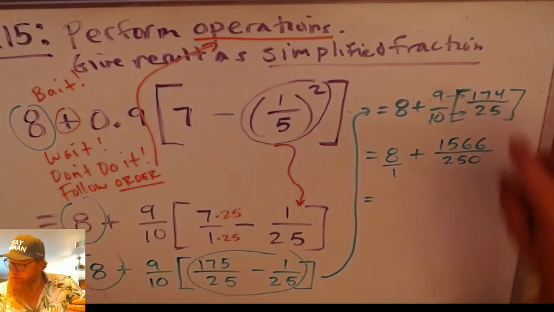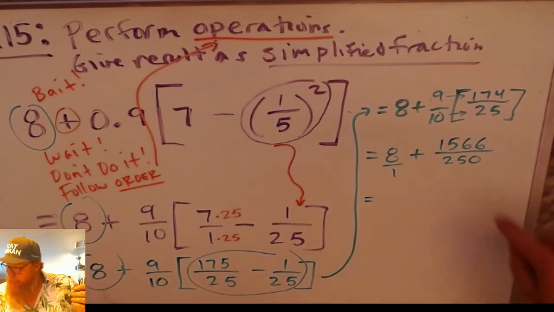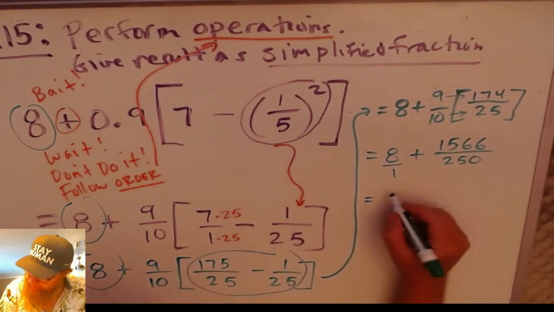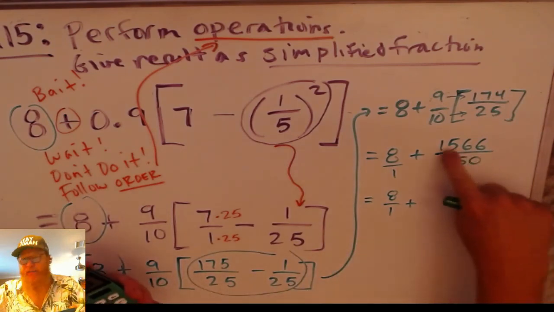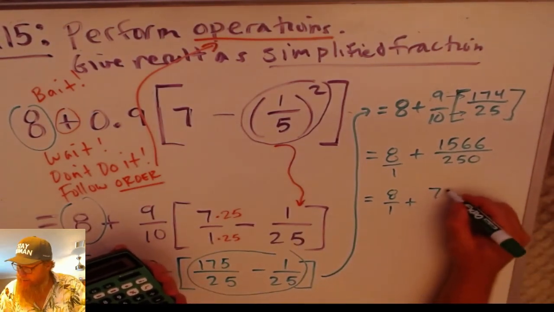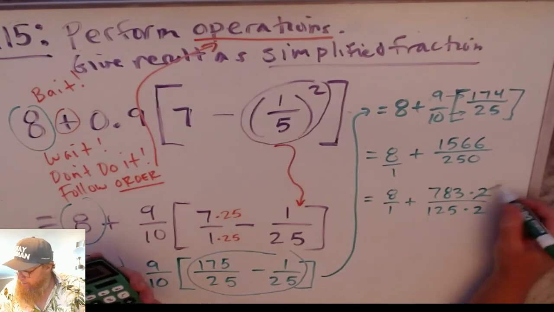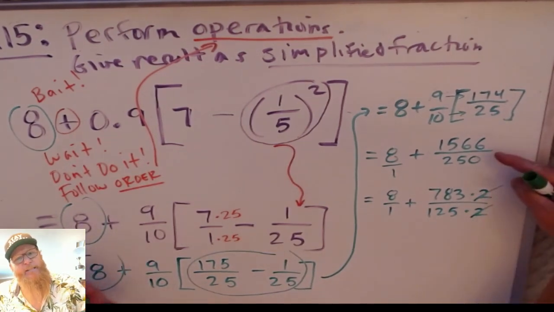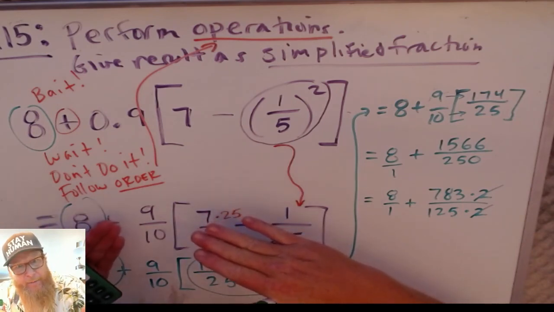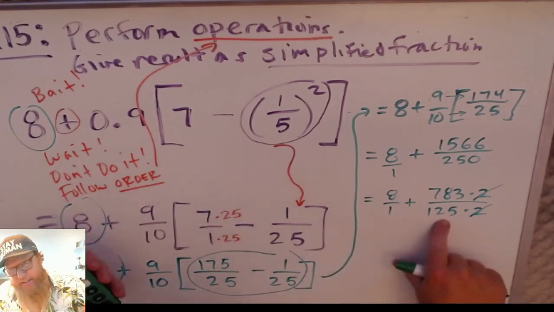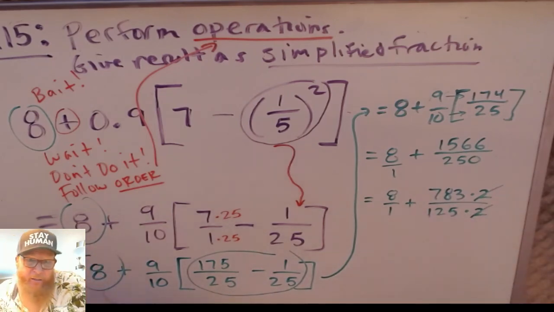Let's see if we can reduce this a little bit. This is divisible by 2. So this is 8 over 1 plus... How did I know it was divisible by 2? Well, it's even. It ends in an even number, so it's divisible by 2. Now, why would I want to do that? Because I want my least common denominator to be the smallest I can possibly get away with. That's my LCD. So now I've got a better LCD, which is 125. If you can reduce more, then do it as much as you possibly can.